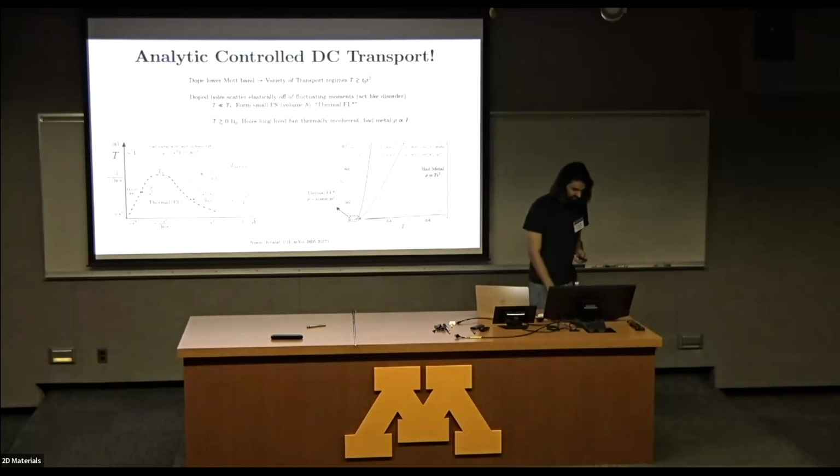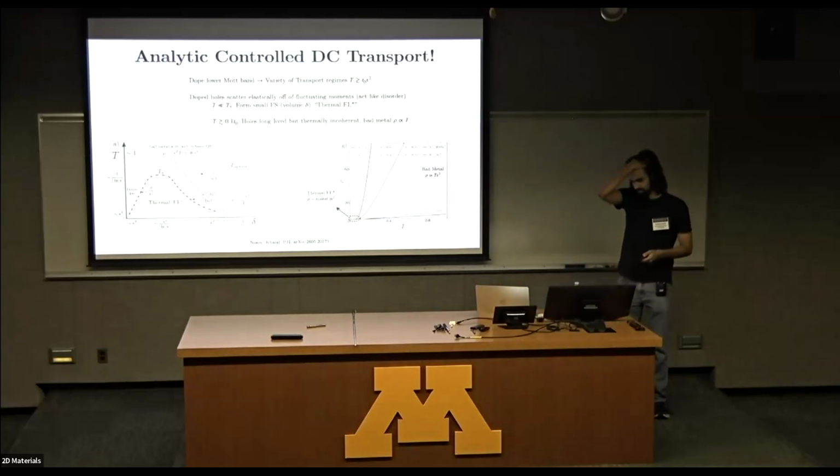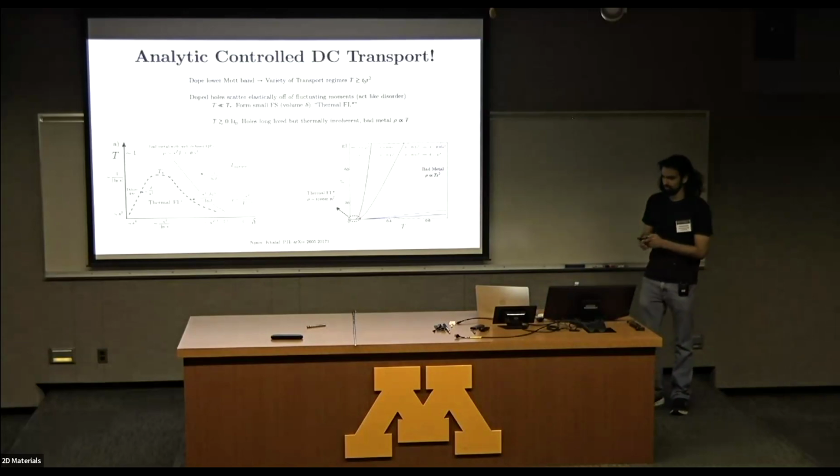And then from this, we can actually do transport. I'm not going to go through the results in detail. I'm just going to point out that we can get a wide variety of transport regimes. I'm going to highlight 2. The simplest one is the really high temperature regime, which is a bad metal. Here, the holes are long-lived, but their occupation in momentum space is totally thermally incoherent. And it turns out that this gives you this bad metal T-linear resistivity.